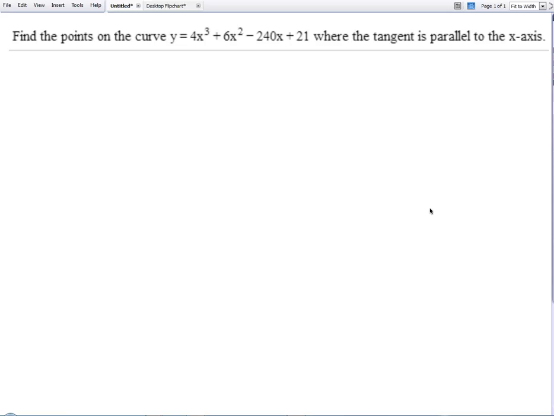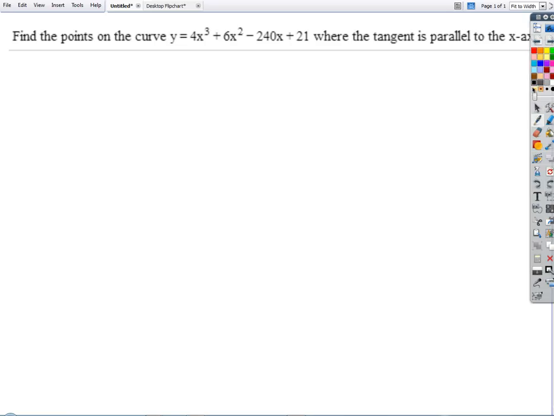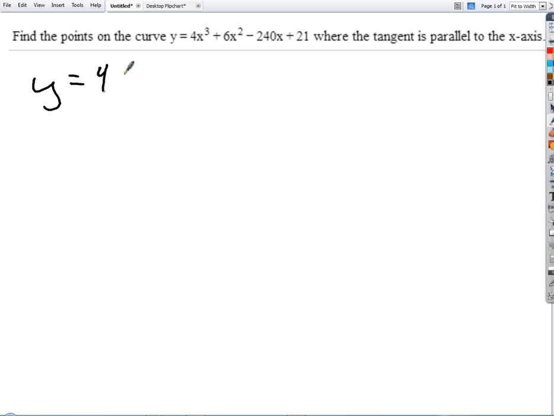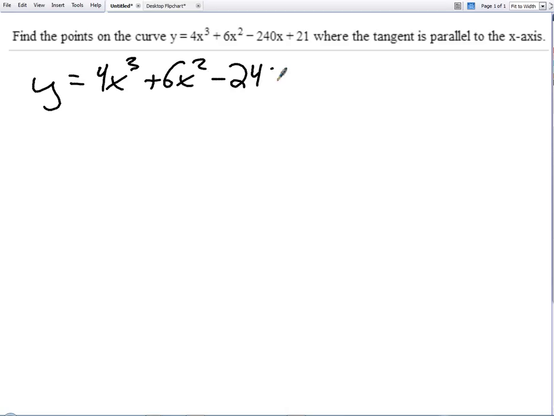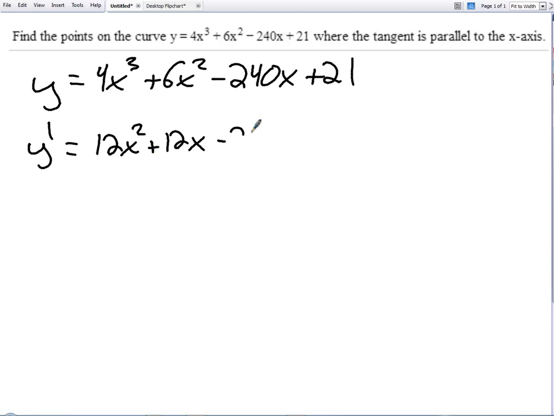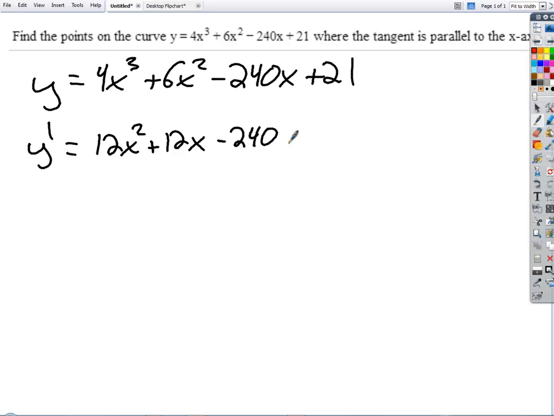Okay, so we're starting off with y equals 4x cubed plus 6x squared minus 240x plus 21. So what is y prime? And this is an easy one. Right? You just differentiate term by term. 12x squared plus 12x minus 240. Good.